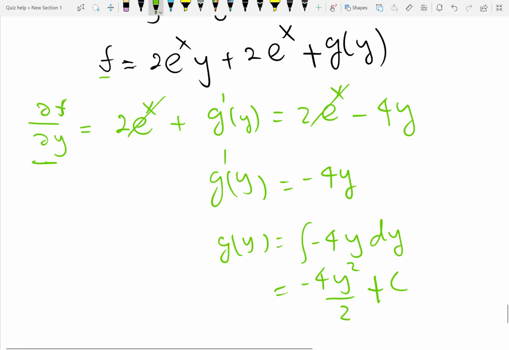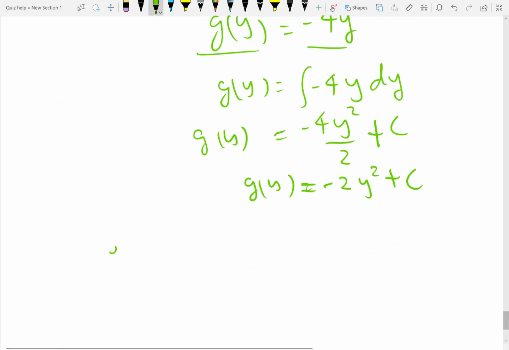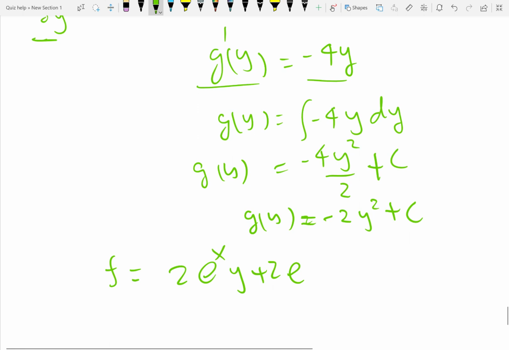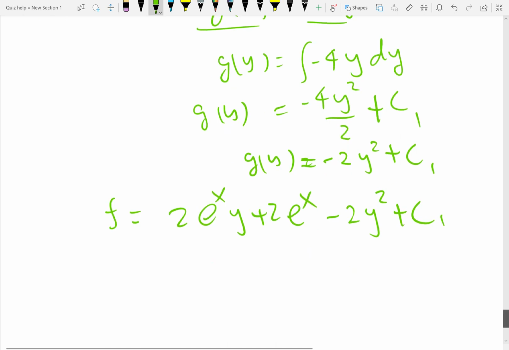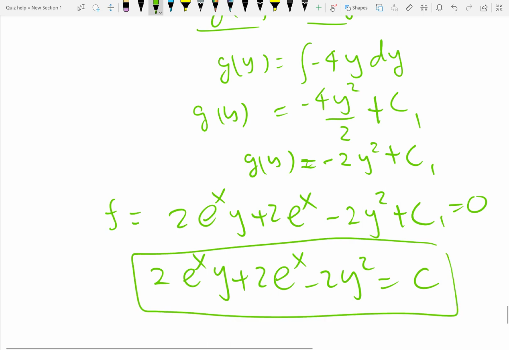We can have a plus c because truly g is only a function of y, and here it was not a partial derivative, it's an ordinary derivative. So g of y is actually 4 over 2, negative 2y squared, plus c. Our final solution is: f is 2e to the x y plus 2e to the x plus g of y, here negative 2y squared plus c, let's say c sub 1. We can rewrite the solution making it equal to 0, taking c1 to the other side, since it's a constant. So this is the solution for the differential equation.